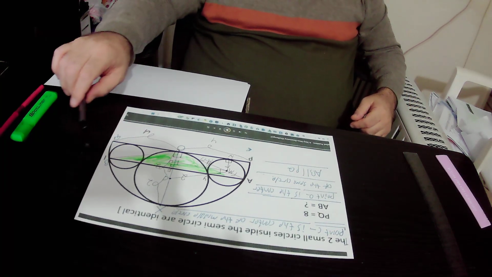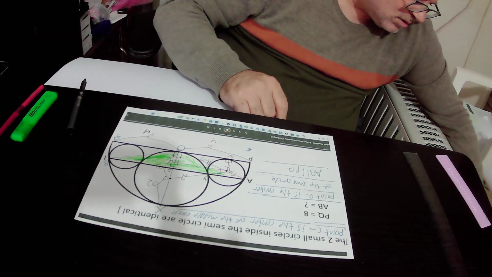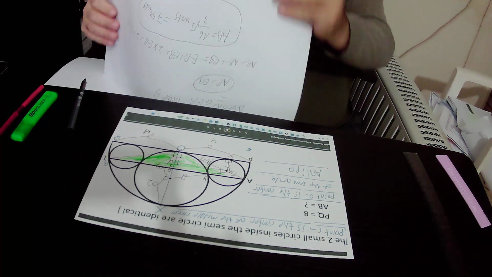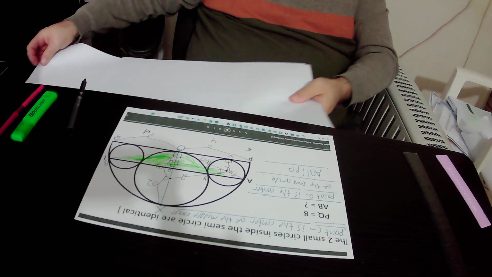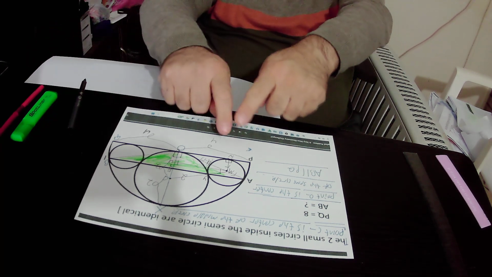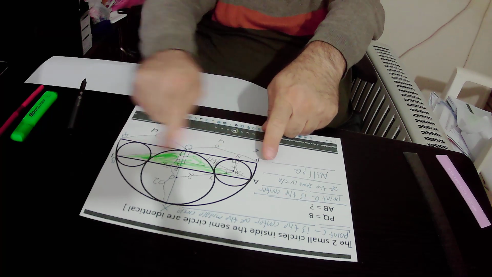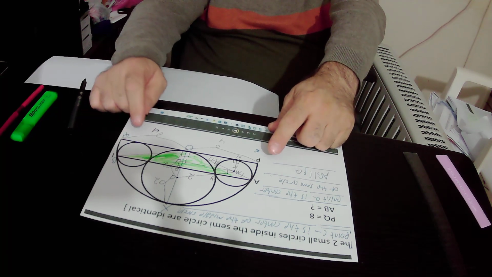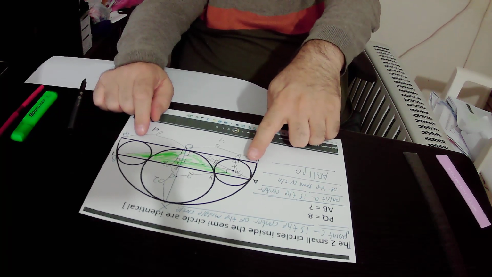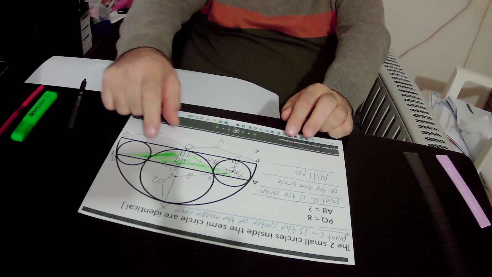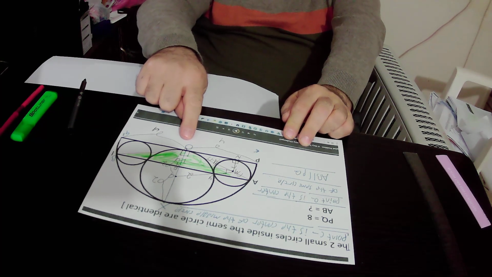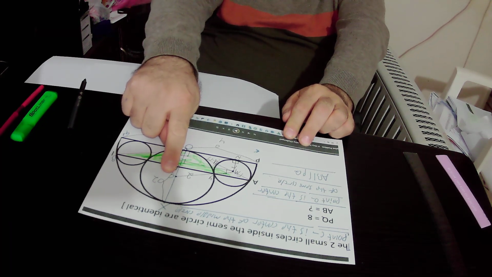Okay, so now I'll summarize the lecture. Actually, we wanted to find out the size of chord AB, the length of chord AB. We have here a semicircle. Inside this semicircle we have 3 circles. Those 2 small circles are identical, and the middle circle is tangent to the semicircle at point O. Point O is also the center of the semicircle, and point C is the center of the middle circle.